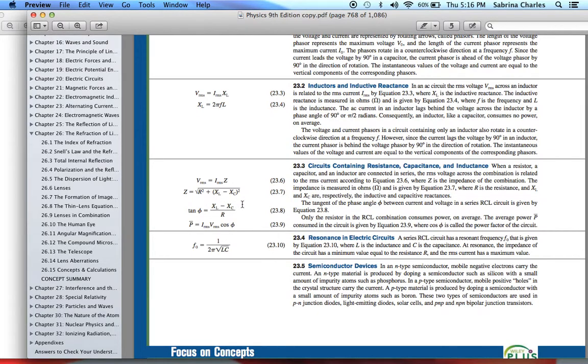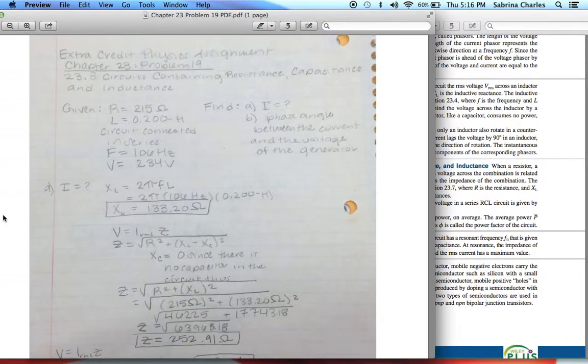So tangent of the angle equals XL minus XC over R. Lastly, we have the average power, which is equal to I_RMS times V_RMS times cosine of the angle, where cosine of the angle is called the power factor of the circuit. Whenever a resistor, a capacitor, and an inductor are connected in series, the RMS voltage across the combination is related to the RMS current, and we see that within this formula. So we can go ahead and get started on the problem.